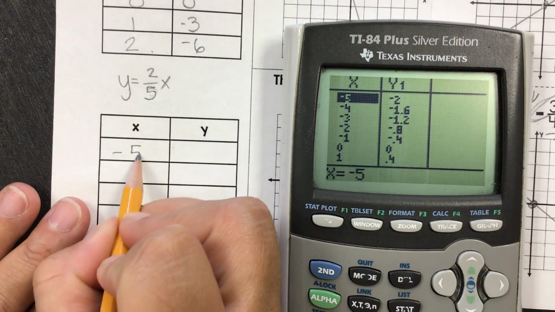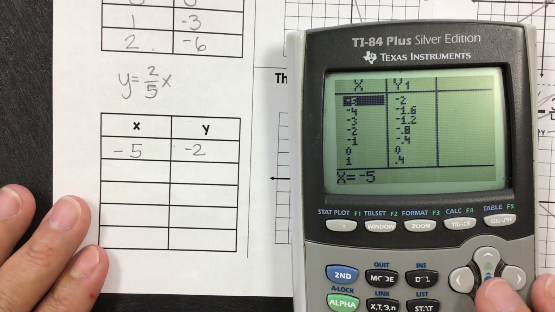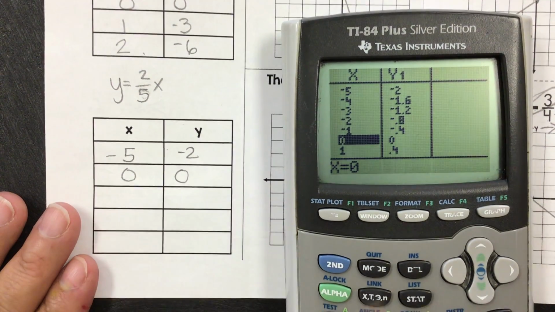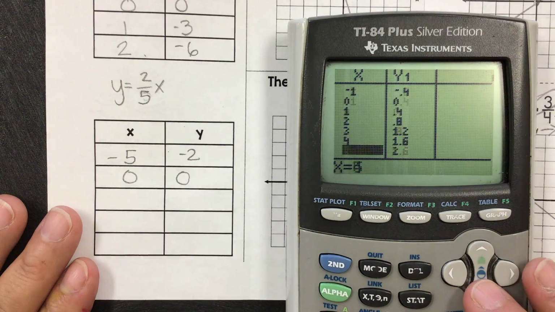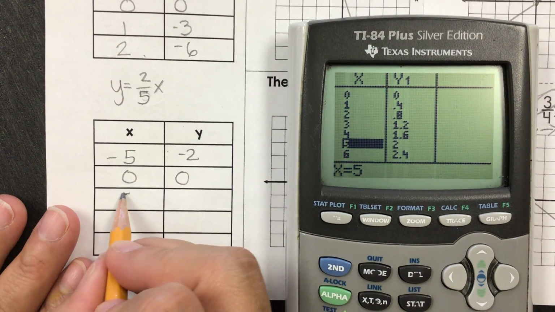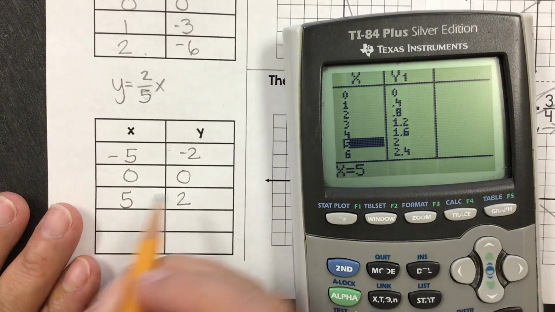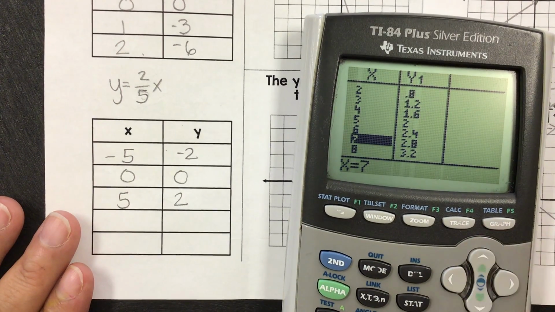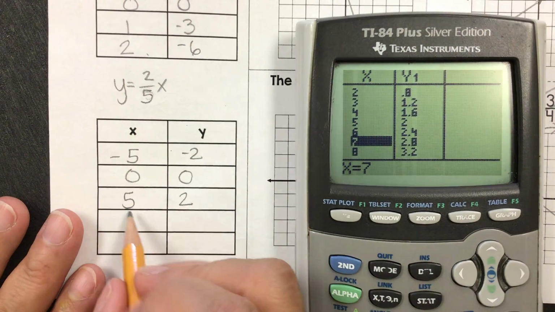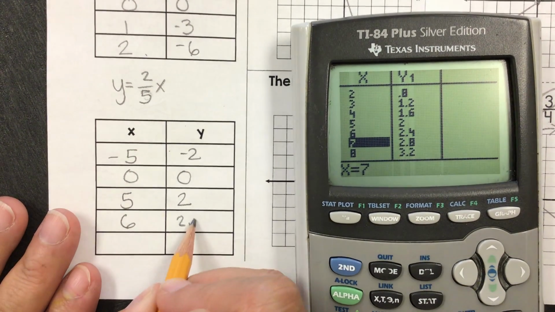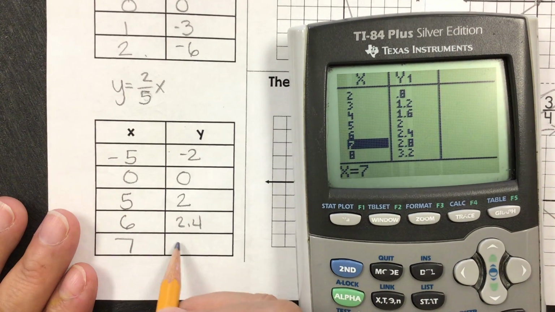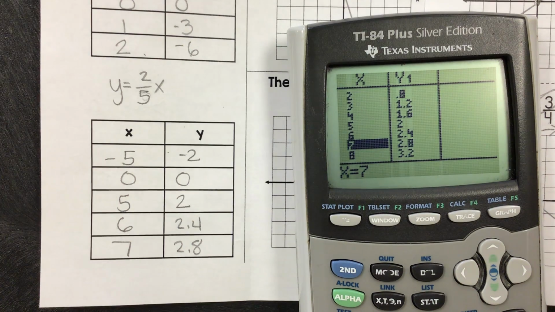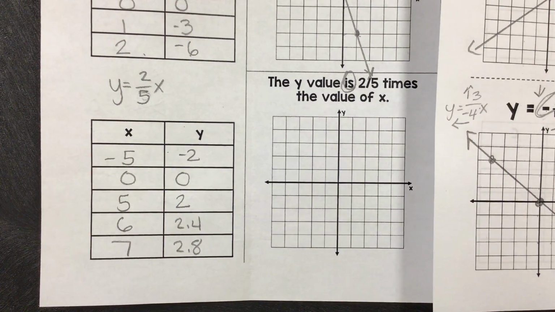So you have -5, -2, 0, 0, 5, 2. And if I ask you to fill in the table, please do so, and it really doesn't matter which points you use. So for example, 6, 2.4, and 7, 2.8, as long as they're correct. You wouldn't want to graph those. It would be hard to graph those.